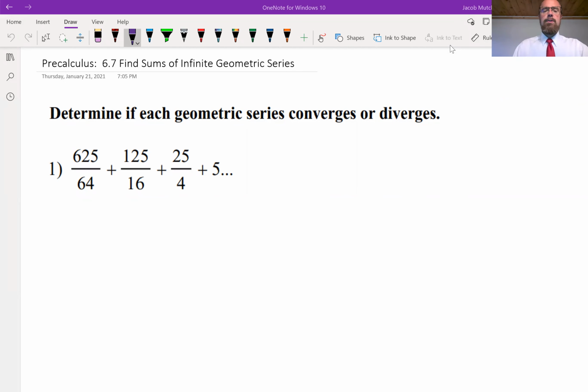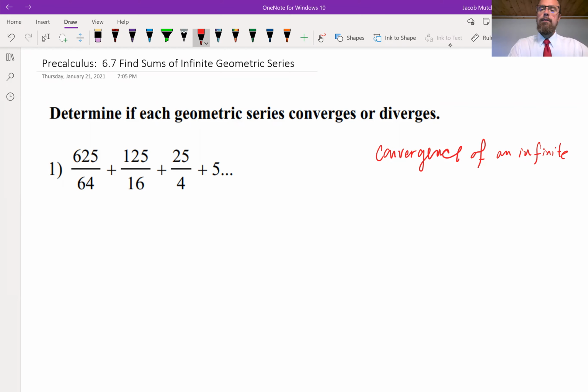Initially, my goal is to decide whether or not the geometric series converges or diverges. That's a prerequisite for being able to find the sum of an infinite geometric series. And what we've got to note is that for that to be possible, I have to have a certain criteria in place. The criteria that we have for convergence of an infinite geometric series is that the common ratio has to be smaller than 1.